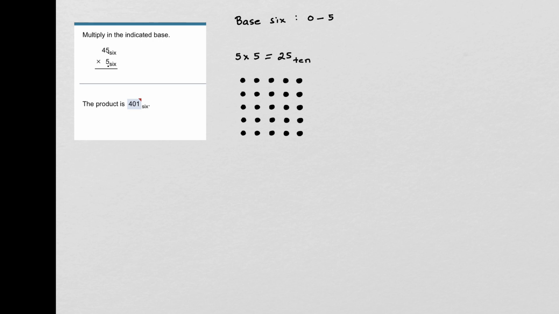But in this case, we want to work in base 6. So since there are 25 dots altogether, that's more than the highest digit that we can use. So what I want to do is figure out how many groups of 6 are there. So I'm going to group these dots in groups of 6. And I can do it like this. And what you see is that we get 4 groups of 6 and 1 left over.